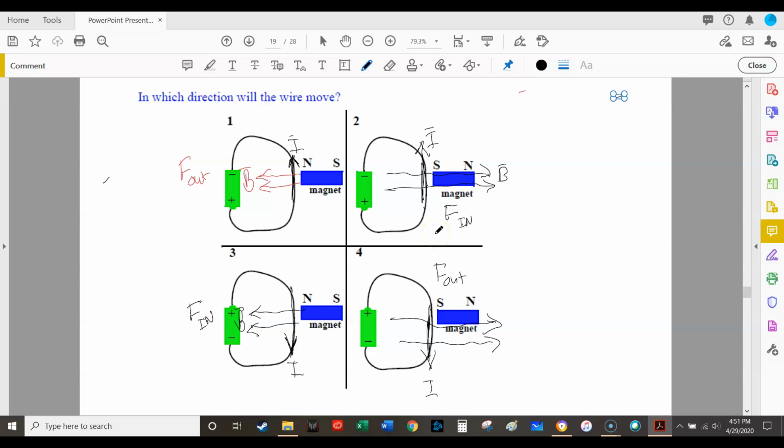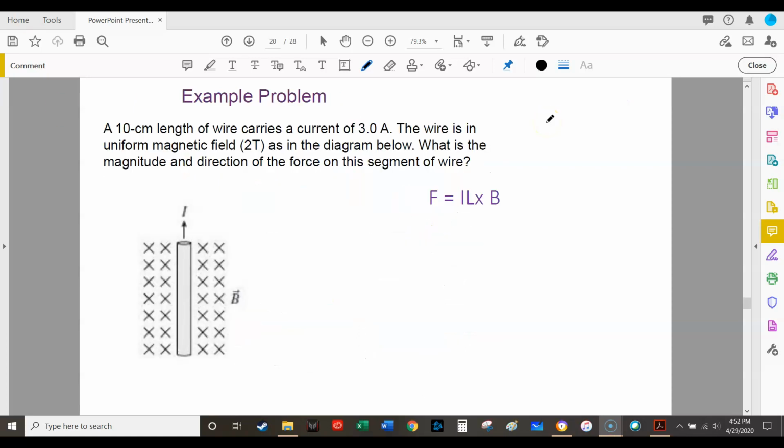So again, in number 4, my thumb is pointed down the page. My index fingers are pointing to the right-hand side of the screen, and my palm is kind of facing out of the screen. Well, now that we've practiced that, let's go ahead and try it. So here we have a length of wire that is 10 centimeters long, which is 0.1 meter long. Okay, and it carries a current of 3 amps.